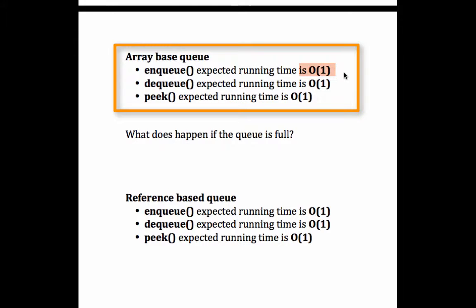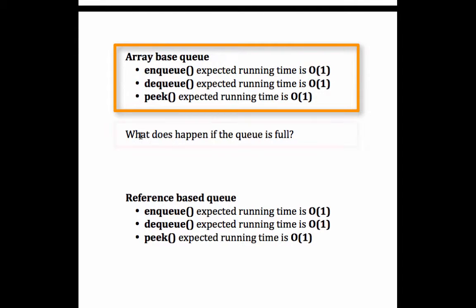And what that means is that the performance or the running time of each of these three operations is independent of the size of the data. So the queue could be a very small line, could be a very large line. The expected running time of these three operations is not affected by the size of the data.